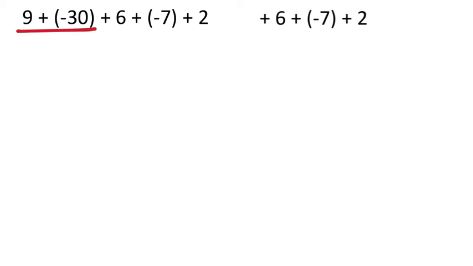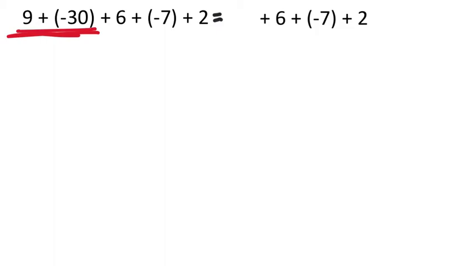So I'm going to set that aside, and whatever I get from the sum of 9 and negative 30, I'm going to put that in this spot right here, okay? Well, we've got to figure out what that is first. So, well, let's do that. Let's do 9 plus negative 30.